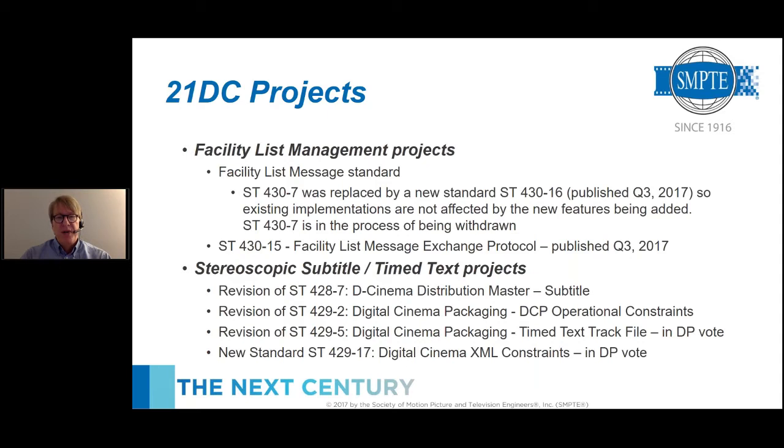Also a new standard, Dash 17, 429 digital cinema XML constraints, is also in a DP vote, getting fairly close to that, to keep the XML stuff all happening. We can move to the next one.